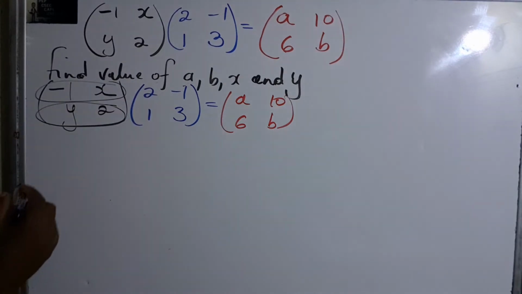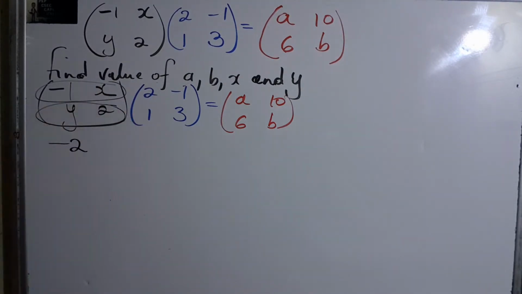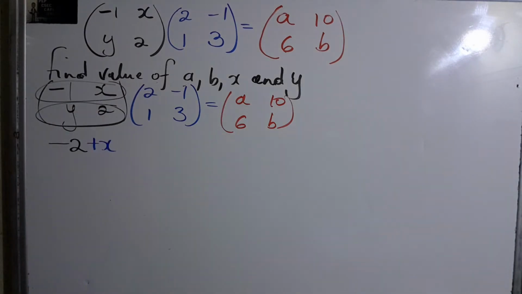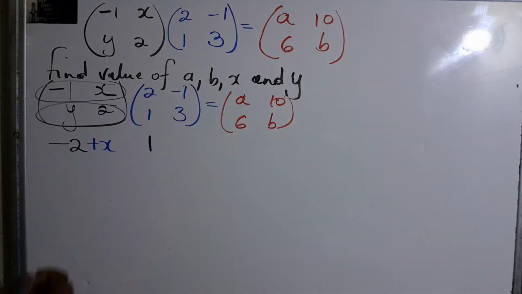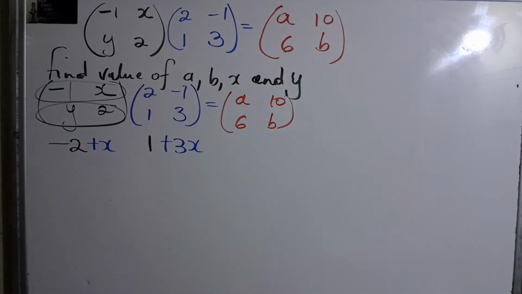Negative 1 times 2 would give us negative 2. X times 1 would give us positive x, so here we have x. Let's go, everybody's supposed to know this. Negative 1 times negative 1 is positive 1. X times 3 gives us positive 3x. And we'll continue like that.